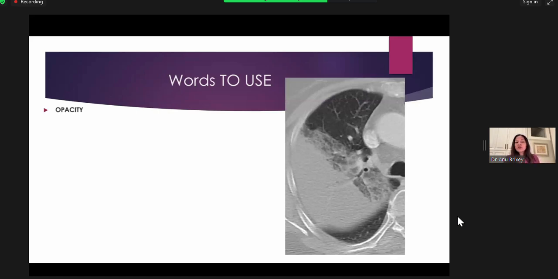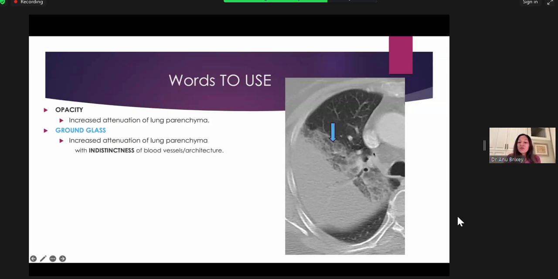The most important term that's important to understand is the term opacity. So opacity is basically when you have increased attenuation of the lung parenchyma, right? So if you look at the CT scan here, you'll see that there's increased attenuation here throughout the lungs. Now we can qualify that by saying there's ground glass opacities. So if you look at this specific area here where I have the blue area, this is what I would call a ground glass opacity.